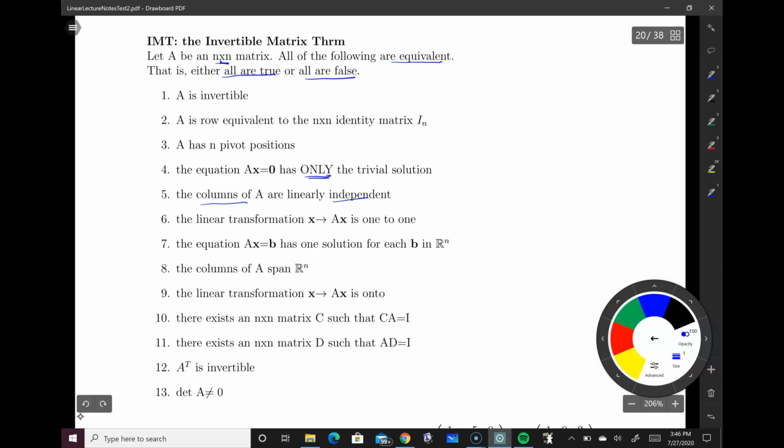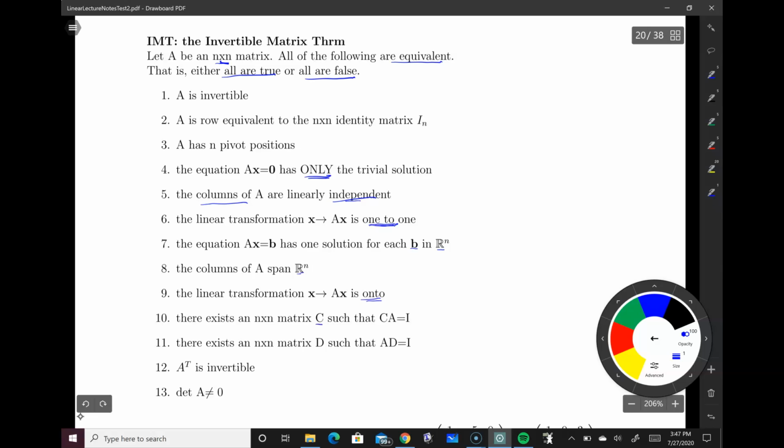The columns of A are linearly independent. That means since I have a pivot in every column and it's square, I have a pivot in every row, so that means that it's 1 to 1. Oh, sorry, the linearly independent columns means 1 to 1. And that means that there is going to be a solution for every b in Rn. That means the columns of A span Rn, and that linear transformation is onto.